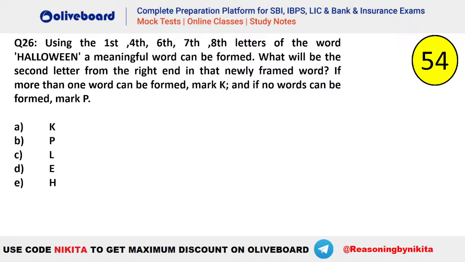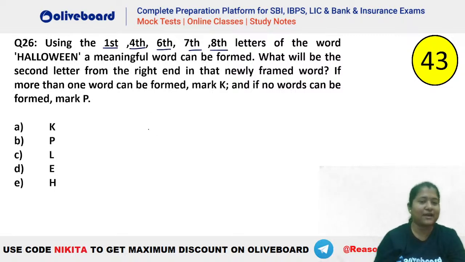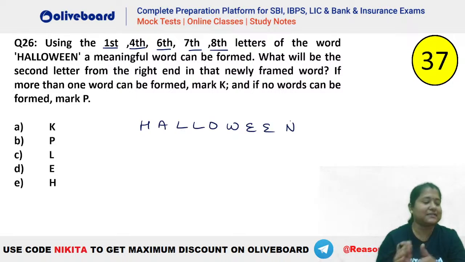Okay, option number D, letter E. Okay, what is the word that we are getting here? What is the word that we are getting, guys? Letter E. Chalo, let's see. So using first, fourth, sixth, seventh, and eighth letter of Halloween, right? You can see HALLOWEEN, right? This is the word. Okay, so let's see what are the alphabets that we have to take. We have to take first, fourth, sixth, seventh, and eighth, right? These are the alphabets. You can see we have H, H has to be taken, L has to be taken, W and E, right?